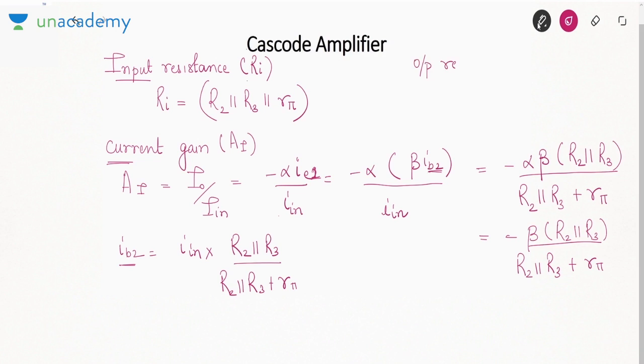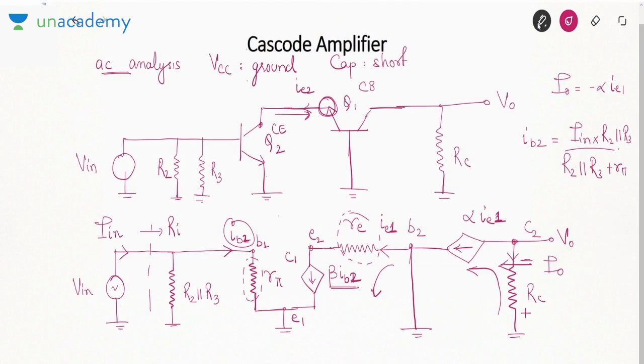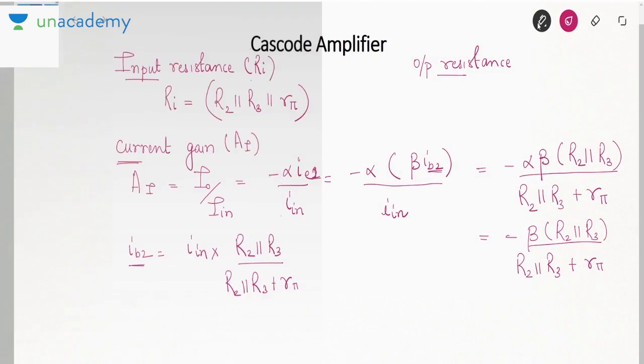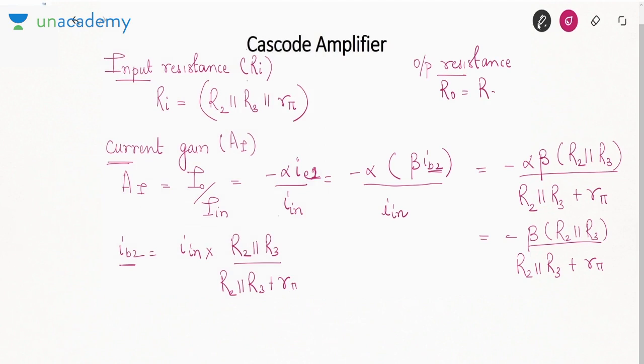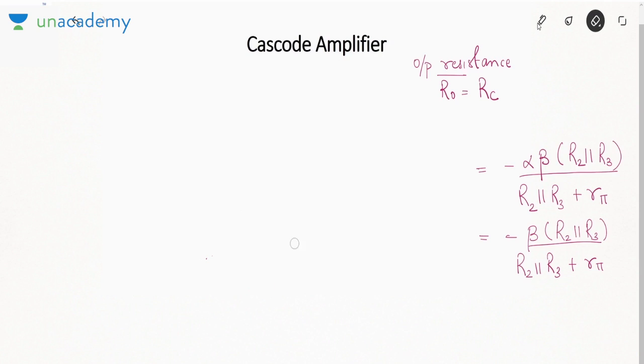Then we will talk about output resistance. If you see this circuit, the output resistance is simply RC. These are the general parameters that we derive for any amplifier. But one more parameter that we will be deriving here is the transconductance. That is the most important parameter of the cascode connection. Remember, from the exam point of view, the most important parameter that can be asked is transconductance.